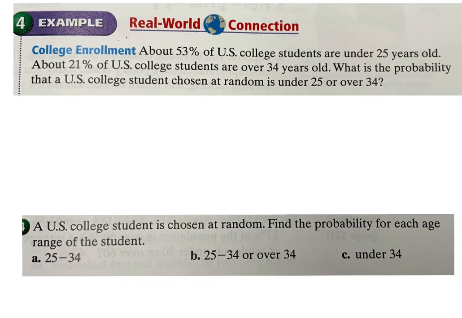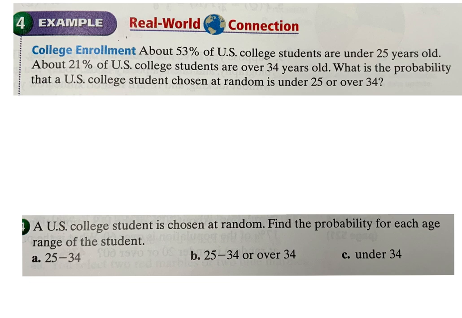So, about 53% of U.S. college students are under 25 years old. About 21% of U.S. college students are over 34 years old. What is the probability that a U.S. college student chosen at random is under 25 or over 35? Are those mutually exclusive? Yes, a person cannot be both under 25 and over 35.